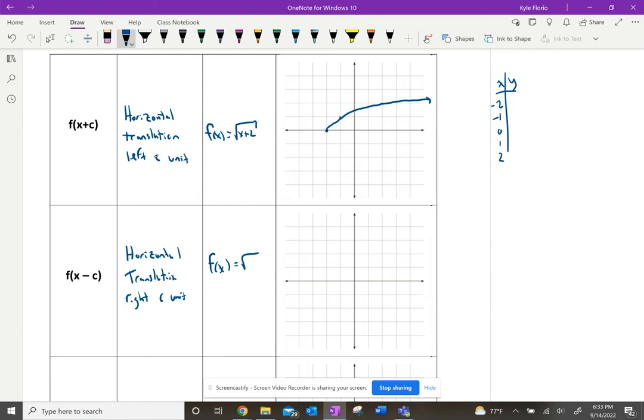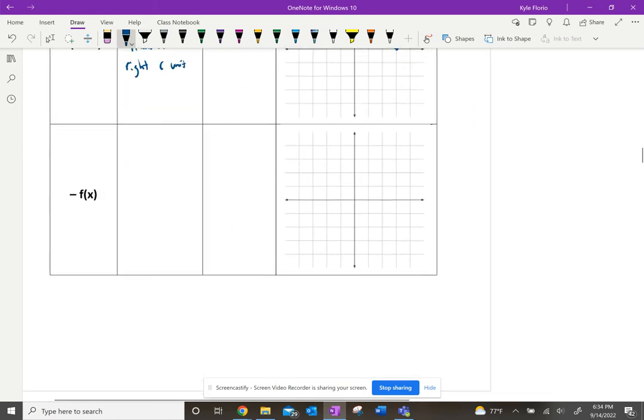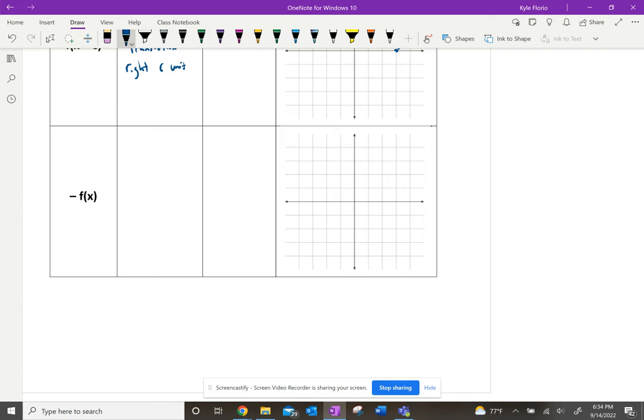f of x equals the square root of x minus, let's go -3, change things up. So this one's going to go to the right 3, 1, 2, 3. And it looks something like that. All right, so translations going up and down, left and right are pretty nice. When you have a negative outside of your function, that's just going to be a reflection. When it's outside of the function, it's reflection over the x-axis.